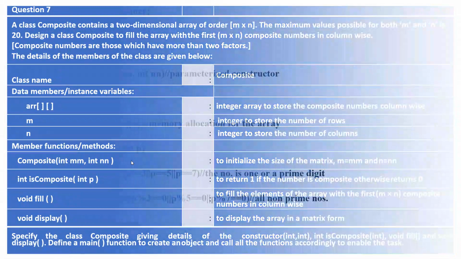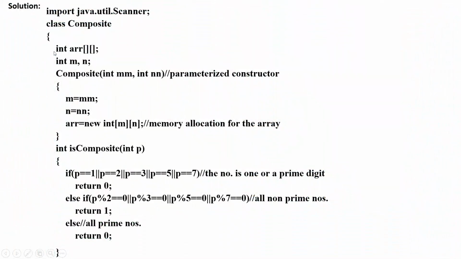Let us move to the program code. So import statement followed by class composite with the data member int ARR, double brackets. The 2 brackets signify rows and columns, that is, it is a 2D array. Int m and n. M represents the number of rows and n will represent the number of columns.